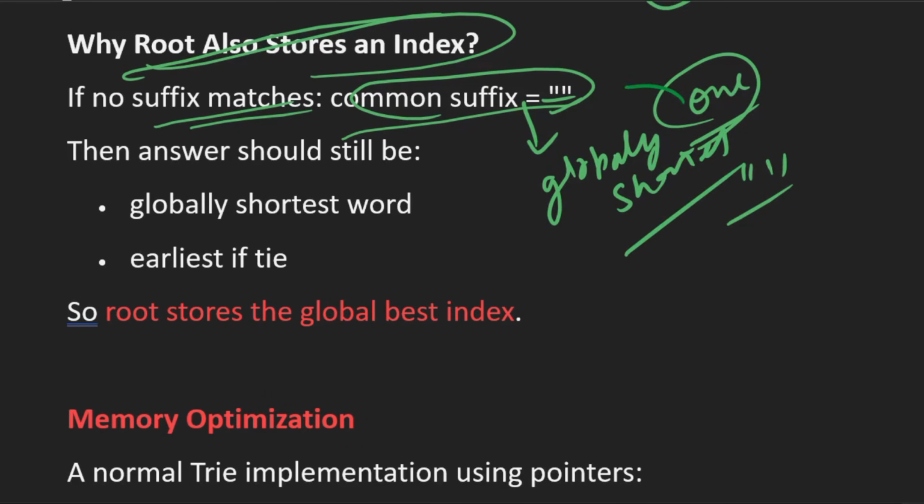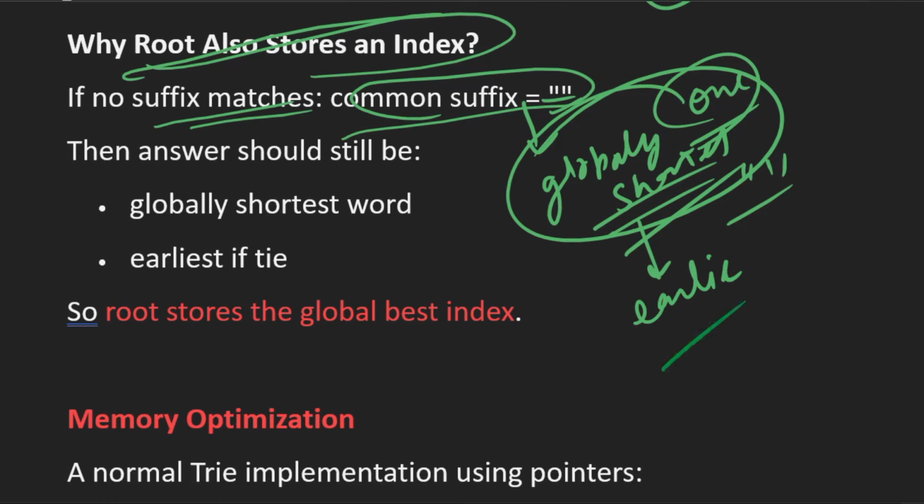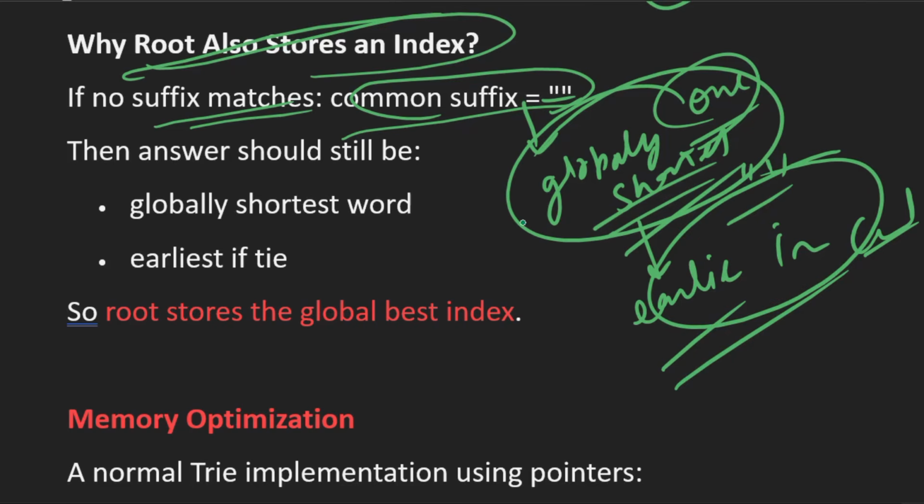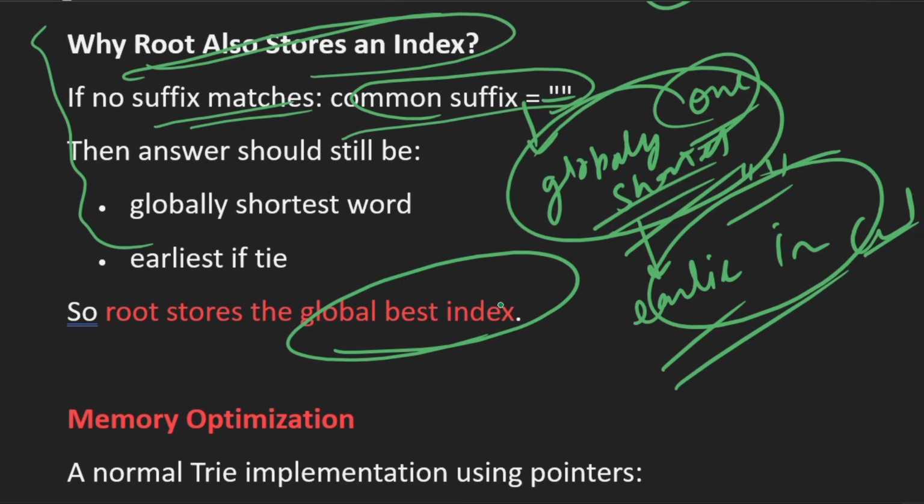And if there are multiple shortest words, then the answer should be the one which appears earlier in the word container, right? So our root node stores the globally best index. So if there is a query which doesn't match a single character, in that case the answer will be the index stored at root.